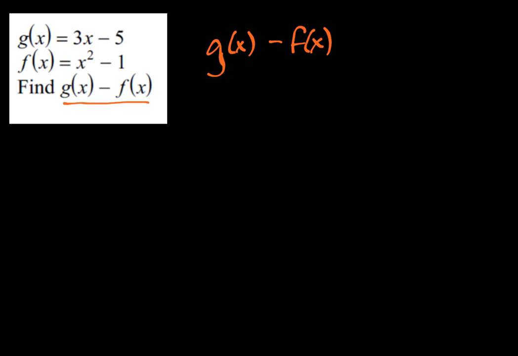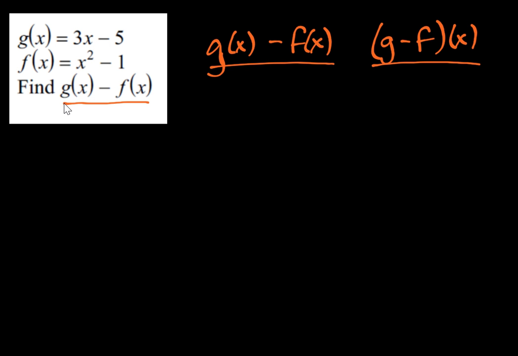But another way to write that same thing would be (g minus f) of x. So the way we would say this is g of x minus f of x. The way we would say this would be g minus f of x. Okay, and both of these mean the same thing.